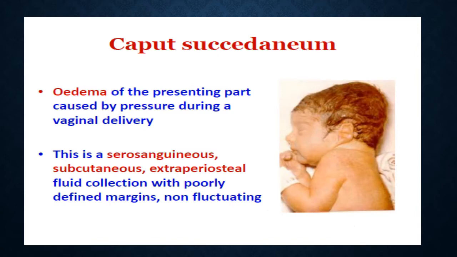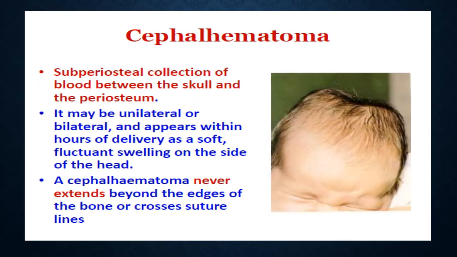Okay, if we talk about the caput succedaneum, in which layer does the fluid collect? It's an edema, just edema, subcutaneously, of the presenting part caused by pressure during vaginal delivery. This is a serosanguinous subcutaneous extra-periosteal, and take care of this word very carefully, extra-periosteal fluid collection with poorly defined margins, and it's also non-fluctuating. Why is it non-fluctuating? Because the space is communicating, it's not a closed space.